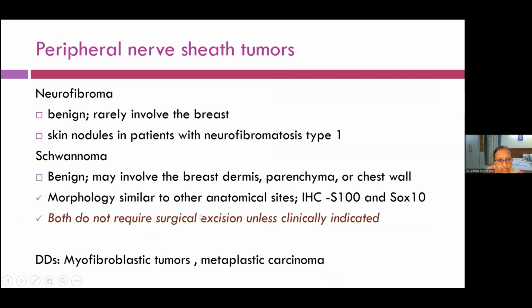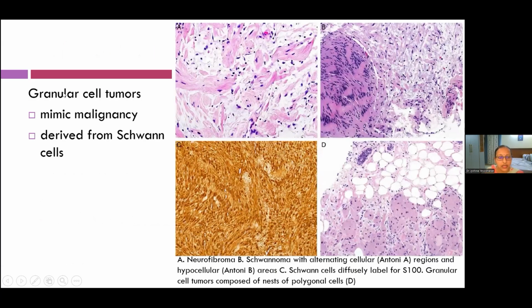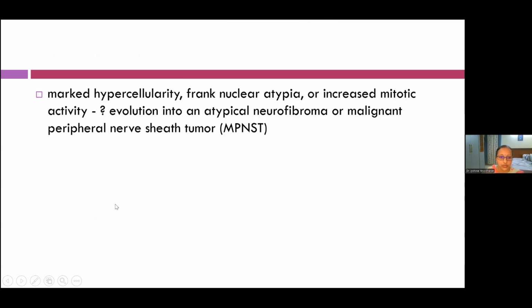Briefly about peripheral nerve sheath tumors, neurofibromas, schwannomas, they're benign and usually do not require surgical excision. But again, mind you, you have to rule out metaplastic carcinomas and myofibroblastic tumors. Granular cell tumor, again, mimics malignancy because of its infiltrative nature. They're derived from Schwann cells. This is a granular cell tumor infiltrating. This is a neurofibroma, bland spindle cells loosely scattered. This is a typical schwannoma with the palisading Verocay bodies. And this is S100 positivity in a schwannoma.